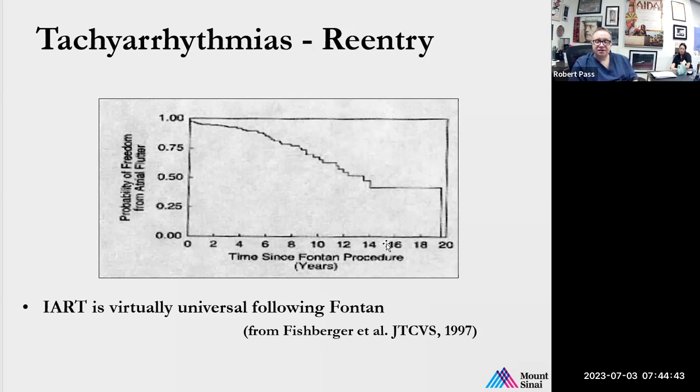So this study, although from 1997, has been reproduced about 10 times, and every single one has a Kaplan-Meier curve that looks very similar to this one, showing that the farther out you are from Fontan, the more likely it is that you're going to have an episode of atrial flutter. Now, again, because extracardiac Fontans are slightly newer, we don't know yet if this curve is going to be reproduced, but probably the answer is yes.